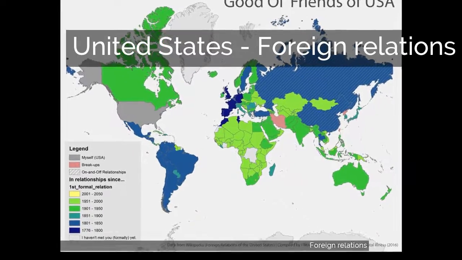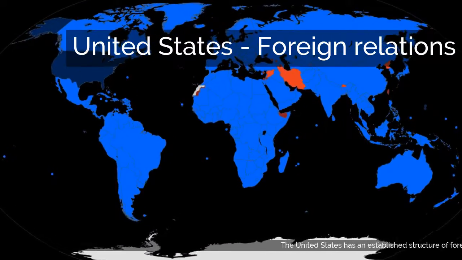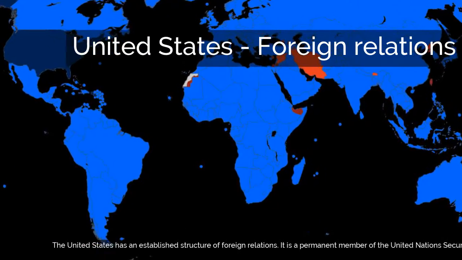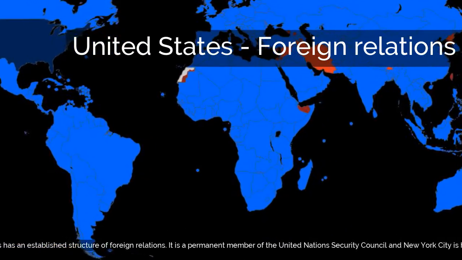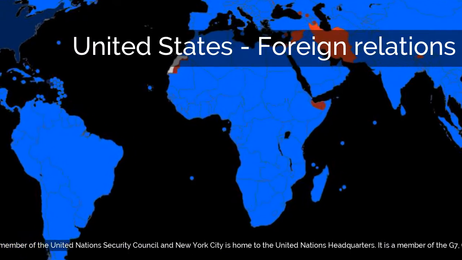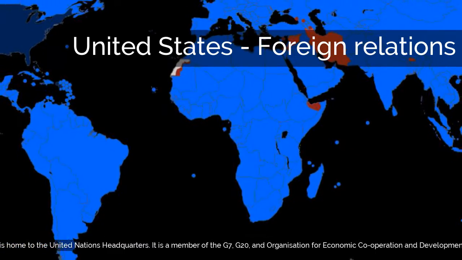Foreign relations. The United States has an established structure of foreign relations. It is a permanent member of the United Nations Security Council and New York City is home to the United Nations headquarters. It is a member of the G7, G20, and Organization for Economic Cooperation and Development.